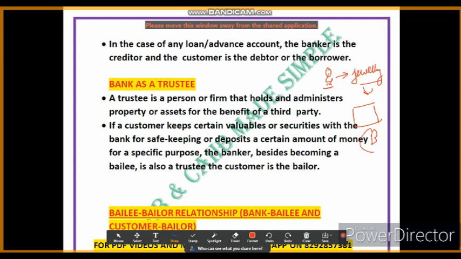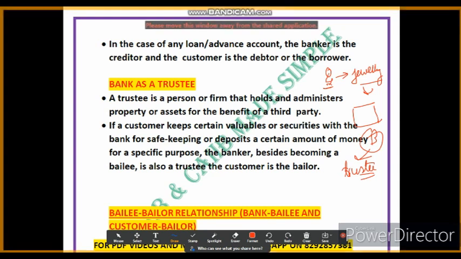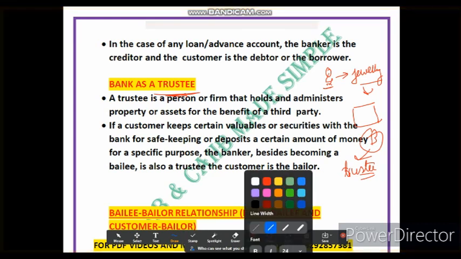Why? Because they are holding and safeguarding your valuables on your behalf. They have a fiduciary duty to ensure the safekeeping of the item entrusted to them. So hopefully you have understood how the bank acts like a trustee. What we have learned in this slide is that when a bank provides a loan, the bank becomes the creditor and the customer becomes a debtor. When the customer entrusts valuables or money to the bank for safekeeping, the bank acts as a trustee on behalf of the customer. Now let's discuss the bailee-bailor relationship in the next slide.